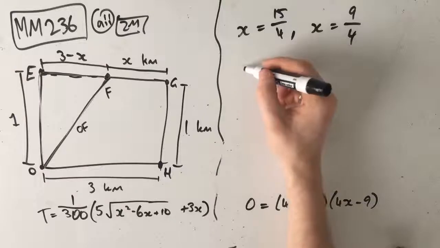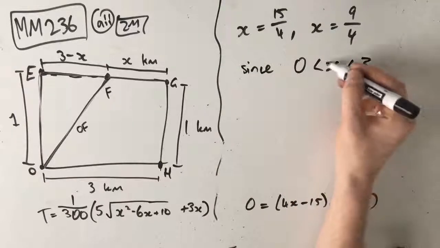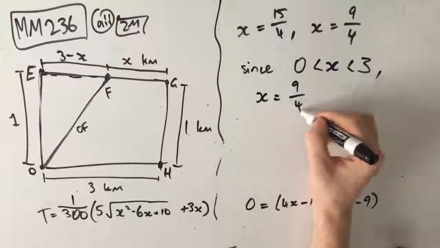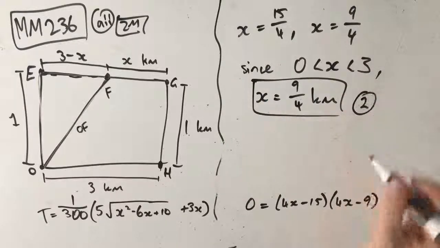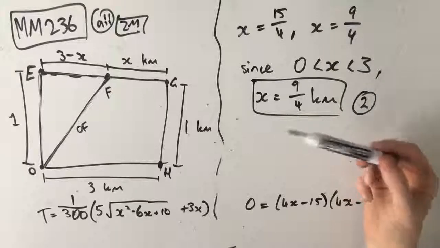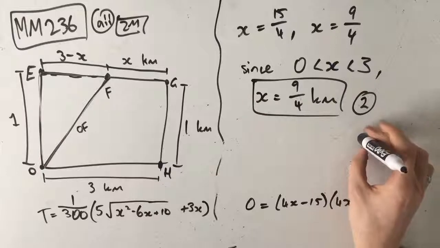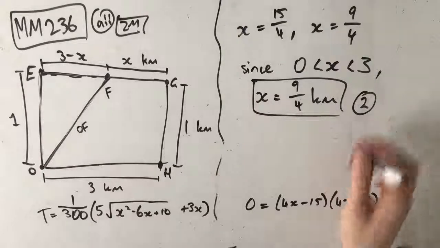So that means that since x is between 0 and 3, x is equal to 9 on 4 kilometers, which is our final answer. So that's our second mark. And we've actually found the x value that Leah can reach the greenhouse in the minimum possible time, which is it. So let's move on to part AIII.